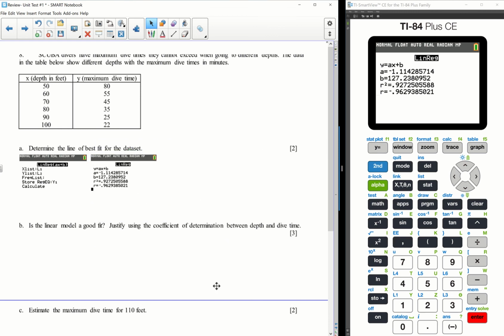All right, so stating my equation in the proper notation, y hat is equal to negative 1.114 times x plus 127.238.